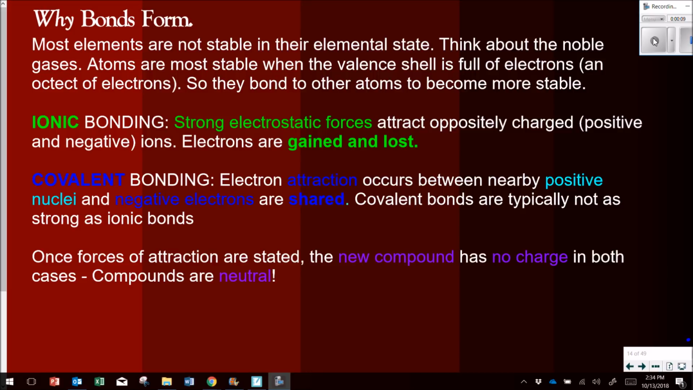Elements bond with each other to form compounds in order to become more stable. When bonds are formed, elements obtain an octet, that is 8 electrons in their highest energy level, and this gives them a stable electron configuration. In ionic bonding, electrons are gained and lost in order to attain the octet. In covalent bonding, electrons are shared to attain the octet. In both ionic and covalent bonding, the resulting compound is neutral. That is, it has no charge or an overall charge of 0.